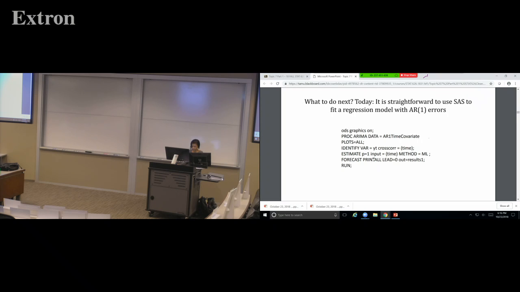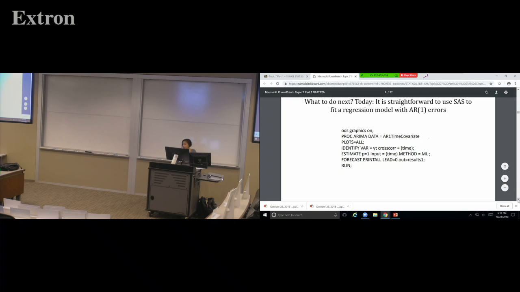Okay, so if you're going to use predictors, make sure you include them in that crosscorr option in the IDENTIFY statement. So when we apply this, we use PROC ARIMA with autocorrelated errors, specifically autoregressive errors of order 1, to our data that we created previously.